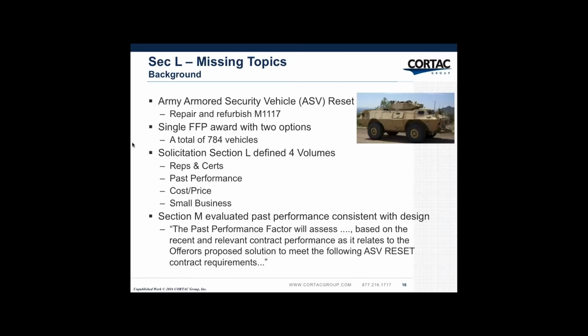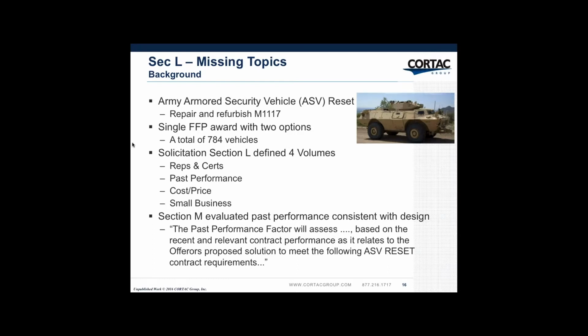Missing topics. Here's one where the Army had an armored security vehicle reset, basically repair and refurbish of about 784 vehicles. Section L defined four volumes: the standard reps and certs, which we normally call the contracts volume, past performance, cost price, and small business.